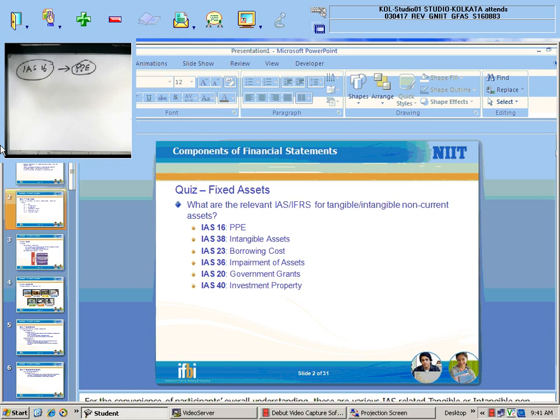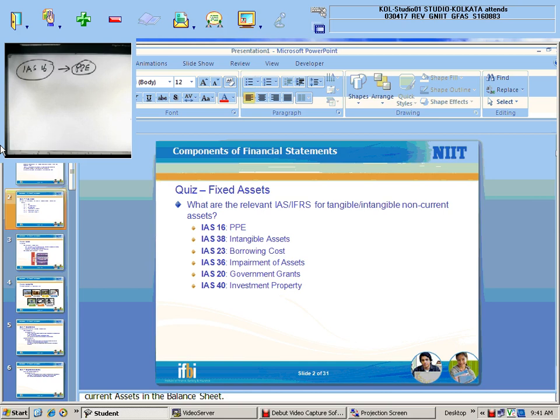And there will be relevant coverage of IAS 23 and IAS 20 only. IAS 23 relates to borrowing costs and IAS 20 relates to government grants. So we'll come to that. When we talk about a particular example, we talk about the meaning of government grant or government subsidy. We will cover only that much of IAS 20. But remember, IAS 20 and IAS 23 will not be discussed in detail, only the relevant coverage.